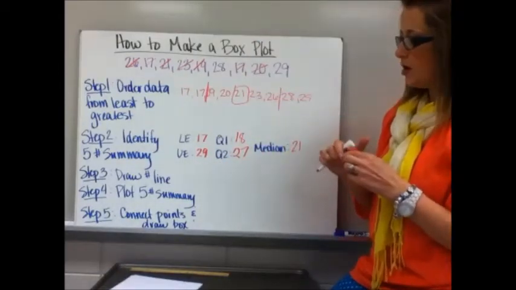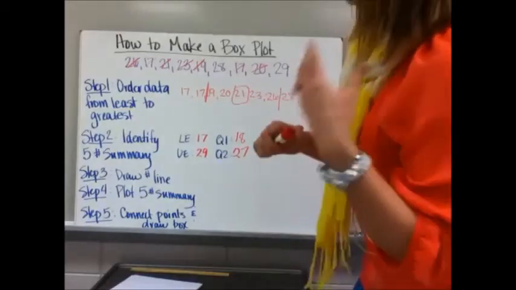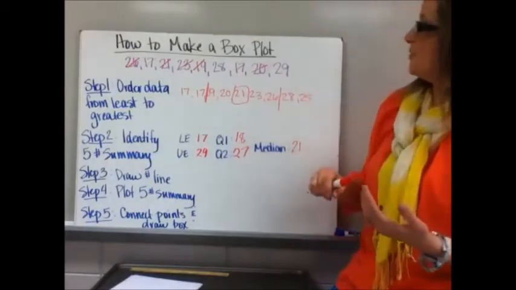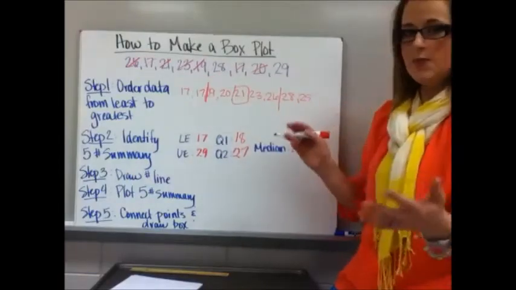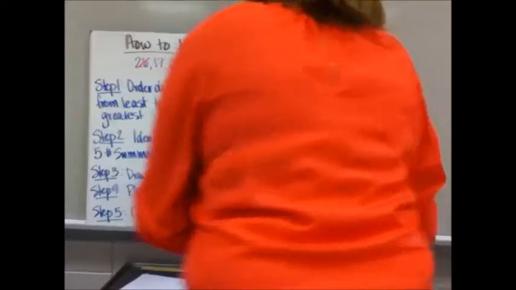Step 3 is I'm going to draw a number line. And when I'm drawing my number line, I have to think about what kind of scale I'm going to use. I need to go from 17 to 29, so I need a little bit more than 12, 13, 14 notches on there.